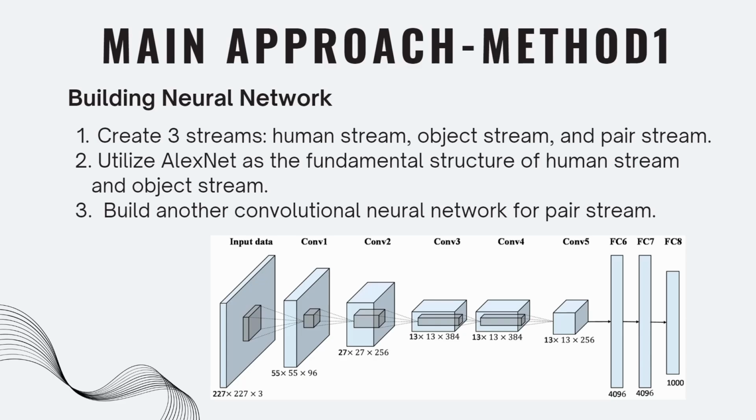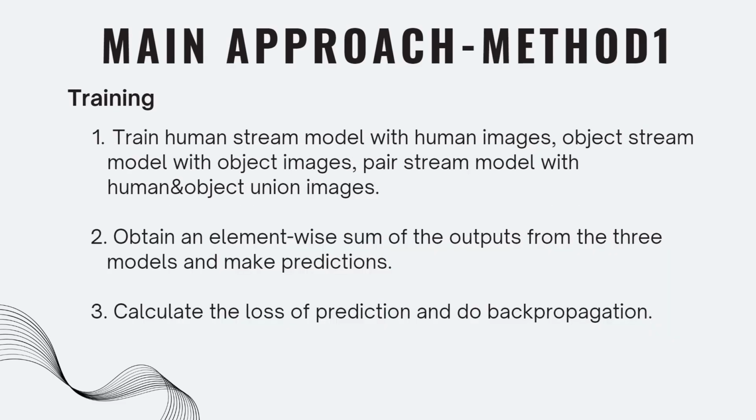For the human stream and object stream, we use AlexNet as the fundamental structure. In the image below, this is the architecture of AlexNet. And for the pair stream, we build another convolutional neural network. When training, the input of the human model is the cropped human image. The input of the object stream model is the cropped object image. And for the pair stream, it is the union region of human and object.